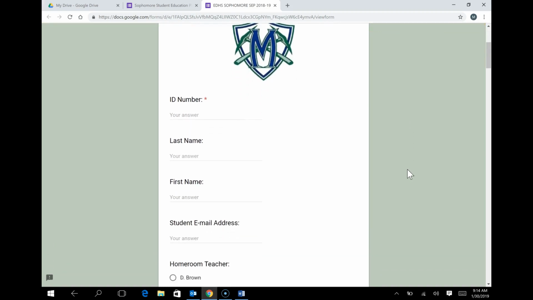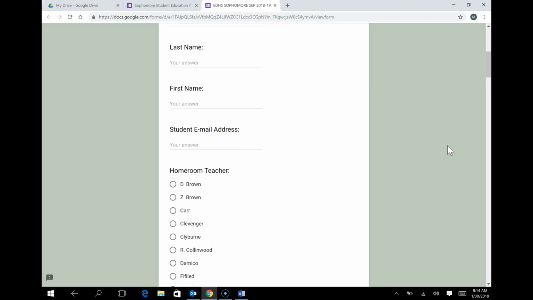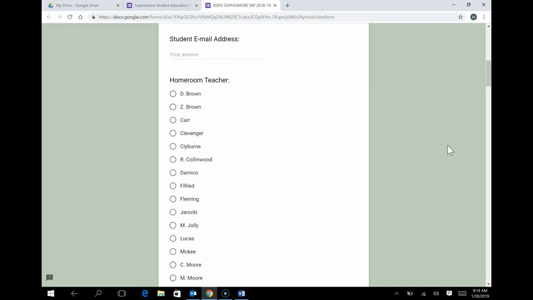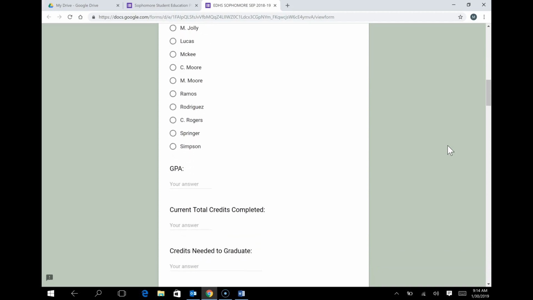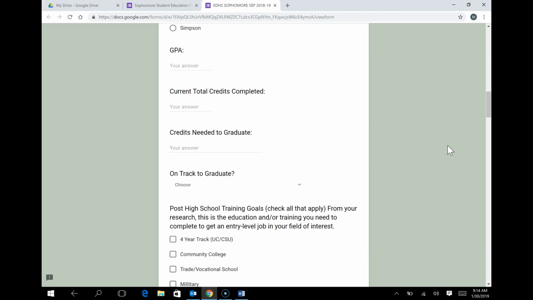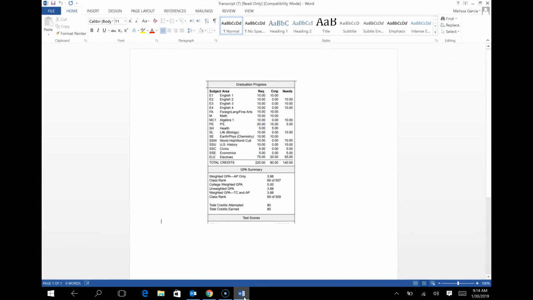So first thing is just some basic information I need from you: your ID number, your last name, your first name, and your student email address. Then I need you to indicate who your homeroom teacher is. I've listed all of the sophomore homeroom teachers, so just select your teacher's name. The next part is where we're going to use your transcript. So we're going to need your GPA, your current total credits completed, and the credits needed to graduate. So you can go ahead and take a look at your transcript right now.